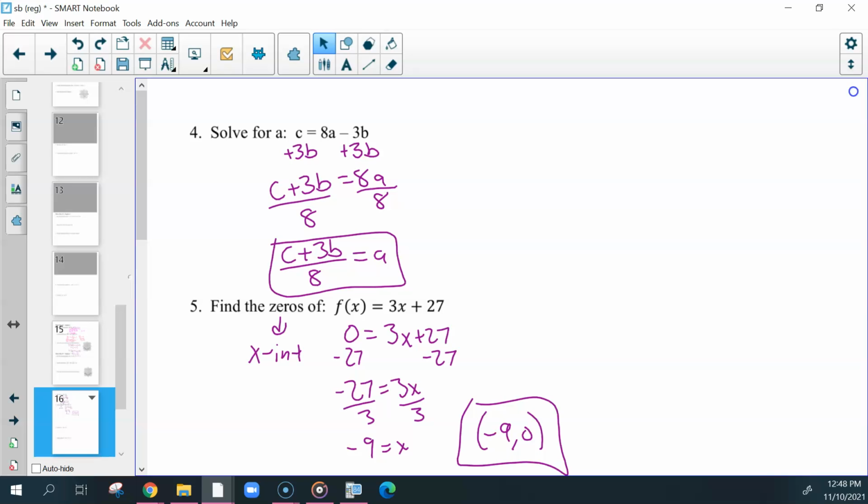On number 4, you needed to solve for A. So add your 3b to both sides, and then divide both sides by 8. So your end equation would be c plus 3b all over 8 equals A.